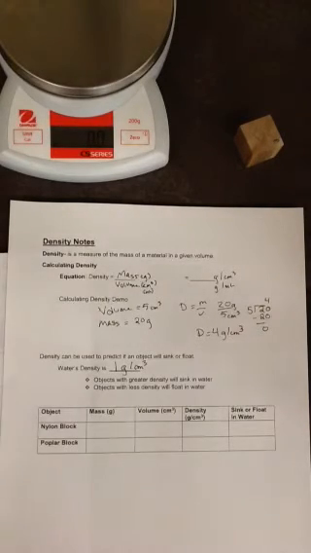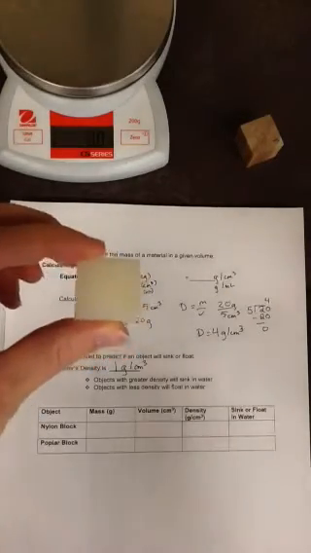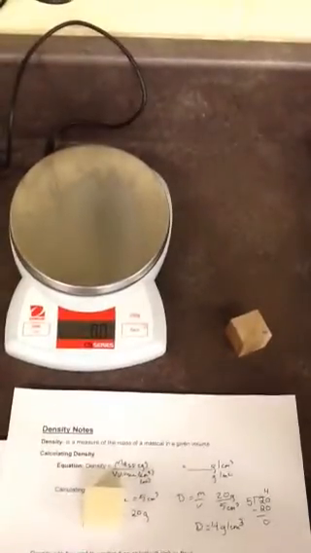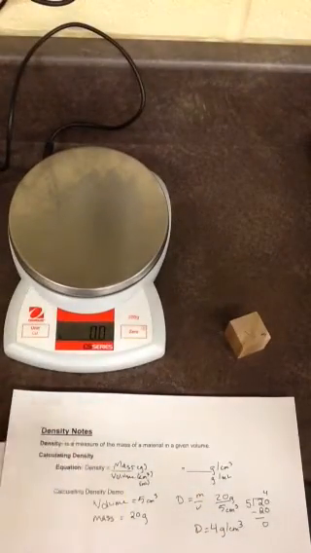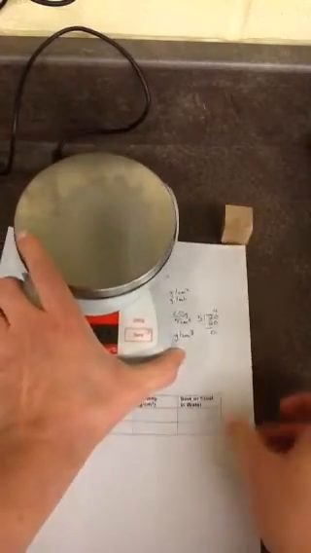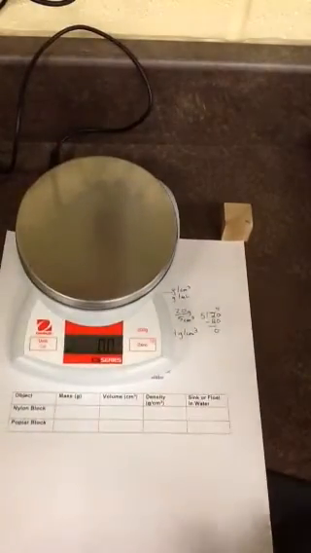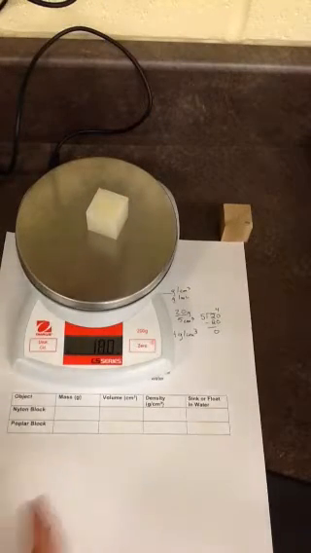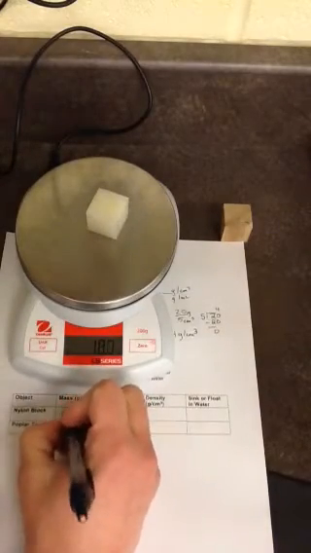So the first one we're going to look at is the nylon block. Okay, here is our nylon block. We're going to find its mass. And to find its mass, we're going to need to use a scale. So here's our scale. I'm going to get my paper and vision there. I'm going to take the nylon block and place it on the scale. So we find that it's 18 grams. So I record that.